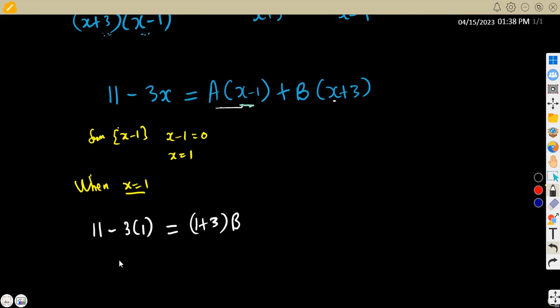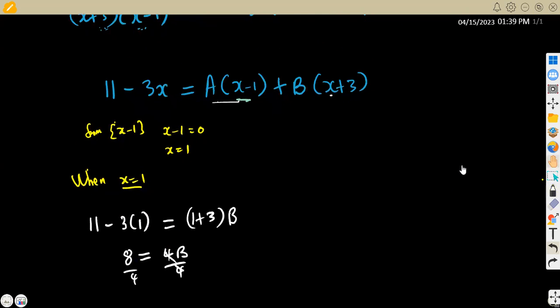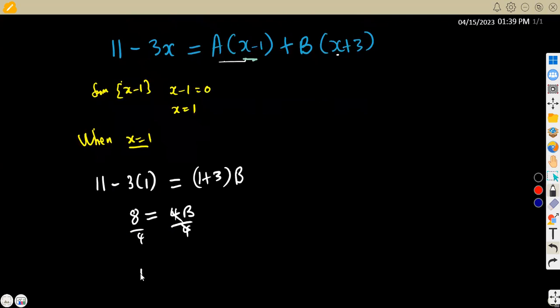So you can simplify what is on the left-hand side, and you simplify also what is on the right-hand side. In this case, this is going to give us 8. So 8 is equivalent to 1 plus 3, which is 4b. We can divide by 4, meaning our b is going to be 2. 8 divided by 4, that's 2. So b is equal to 2. All right, so that is how we can find our values.